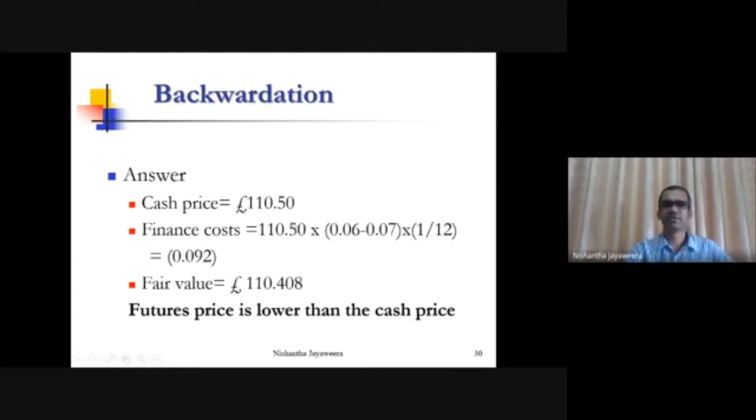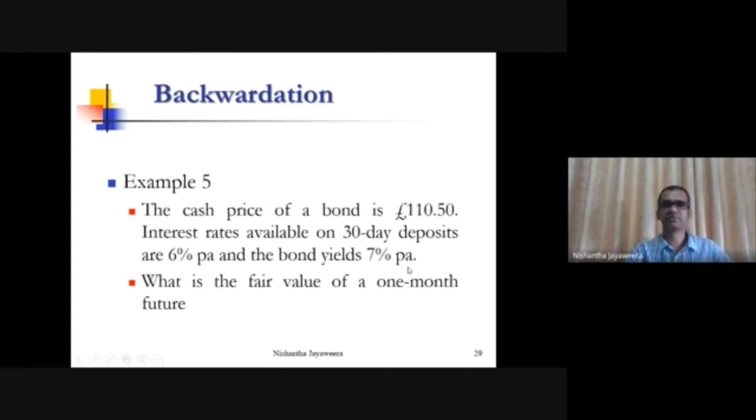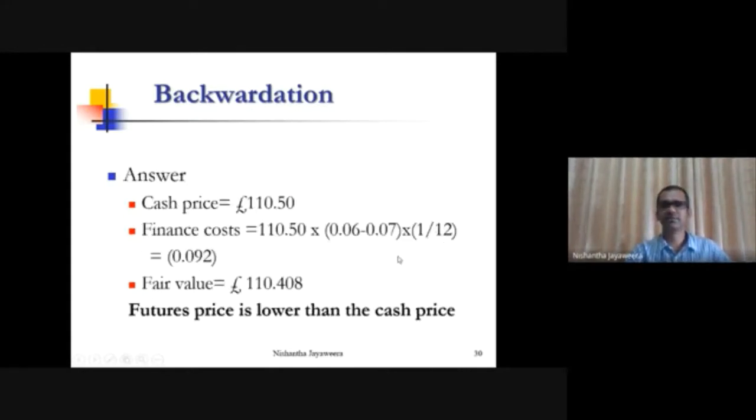Finance cost is on 110.50. That's the cash price. This is the cost. This is the benefit, which for a 30-day period I just divided by 12. Indeed, it should be 30 divided by 365, and it would be better if you use that, but for simplicity I use 1/12. The cost is minus because you get net benefit, so the fair value is less than the cash price. So this is a backwardation market.